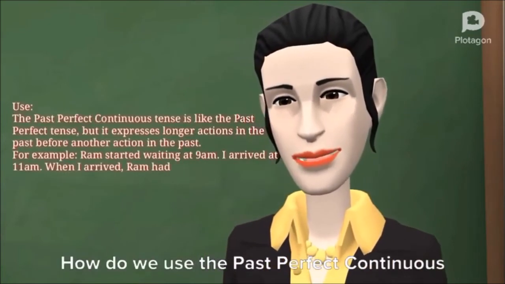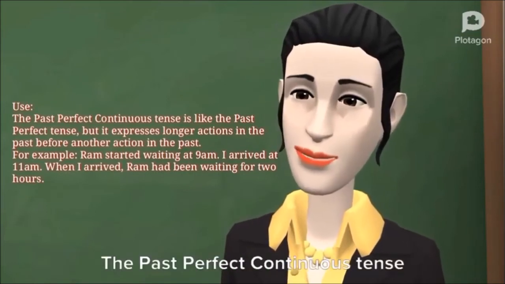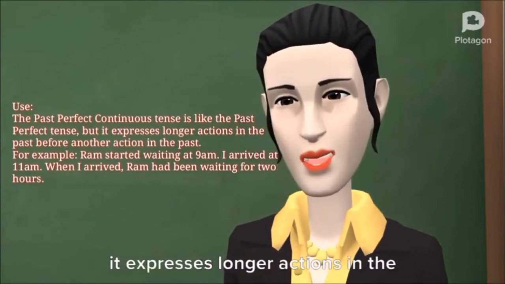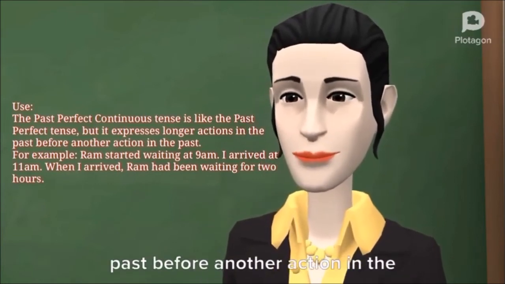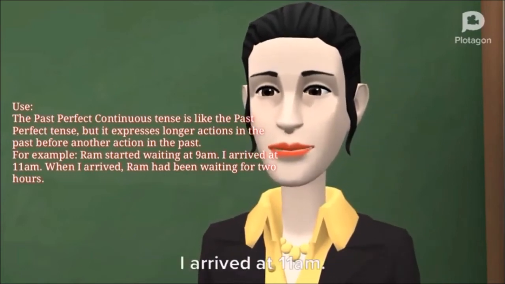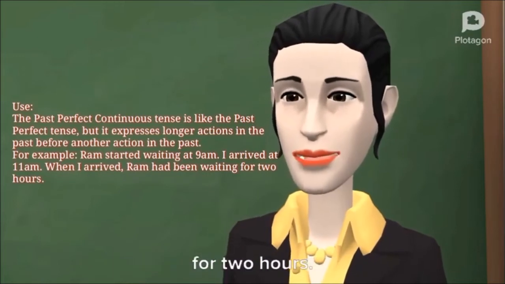How do we use the past perfect continuous tense? The past perfect continuous tense is like the past perfect tense, but it expresses longer actions in the past before another action in the past. For example, Ram started waiting at 9 a.m. I arrived at 11 a.m. When I arrived, Ram had been waiting for 2 hours.